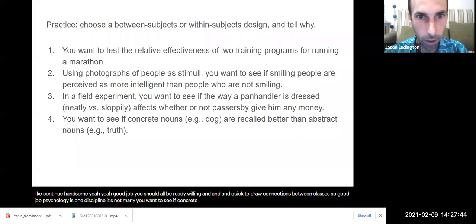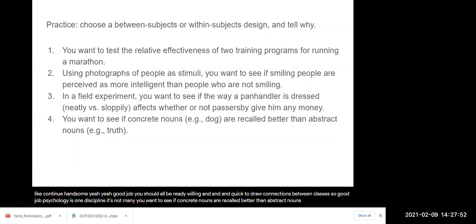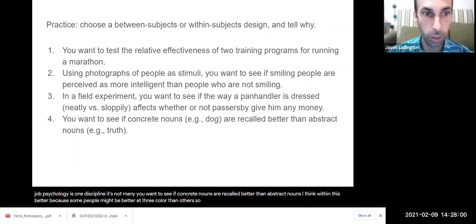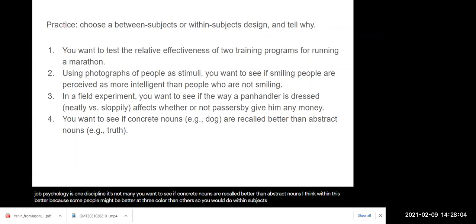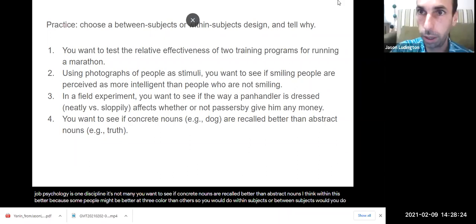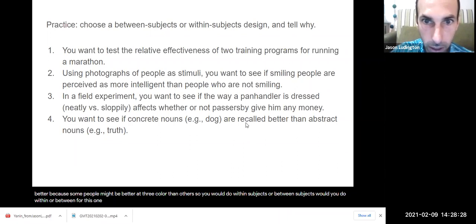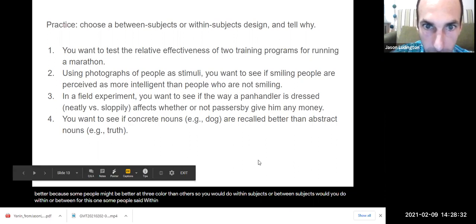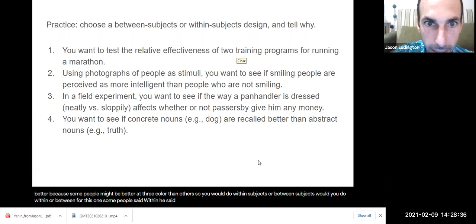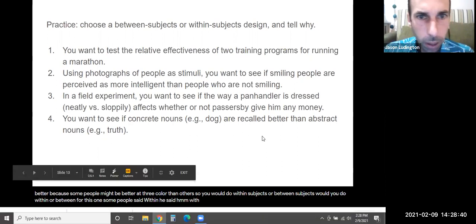You want to see if concrete nouns are recalled better than abstract nouns. I think within is better because some people might be better at recalling than others. So would you do within or between for this one? Some people said within. Within or between, and why?